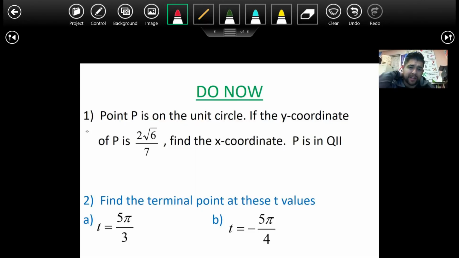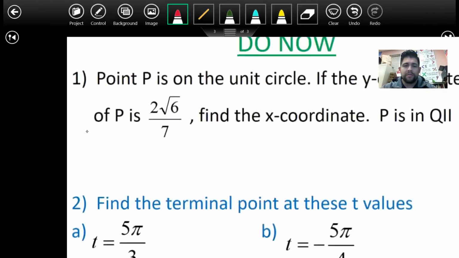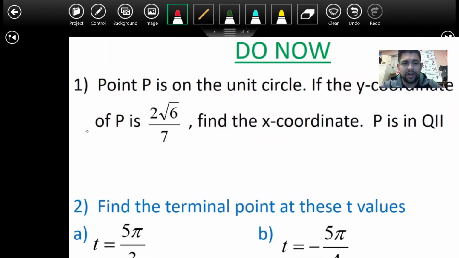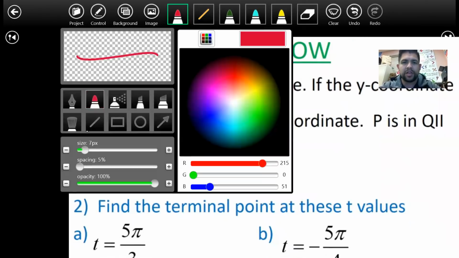Again, copy down everything you see or everything that's missing on your page. We did some problems like this yesterday. Number one: the point P is on the unit circle, and the point y is, if it exists, in the coordinate plane for 2. So we want to try to apply these. I'm looking at the first one. You guys saw this yesterday.